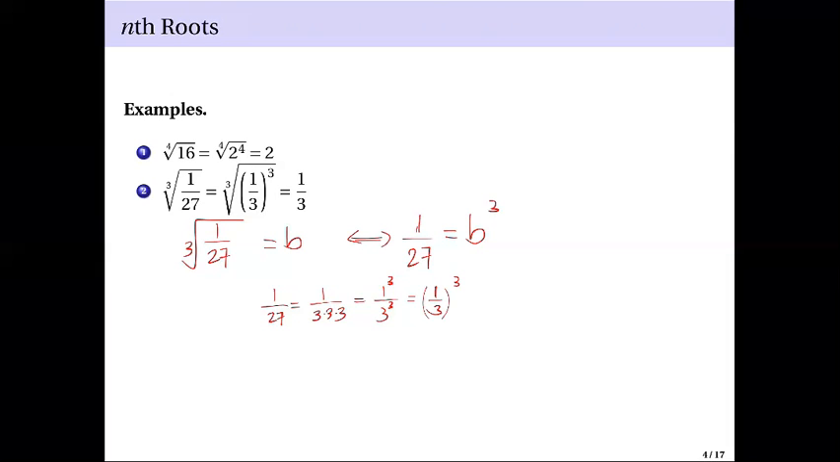And now, from this definition, it means that our b is equal to 1/3. This b here must be equal to 1/3. Because 1/3 to the power 3 is equal to 1 over 27.